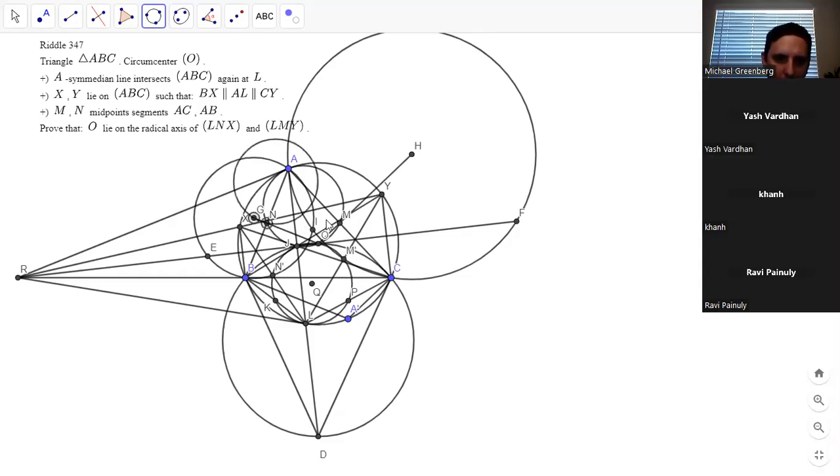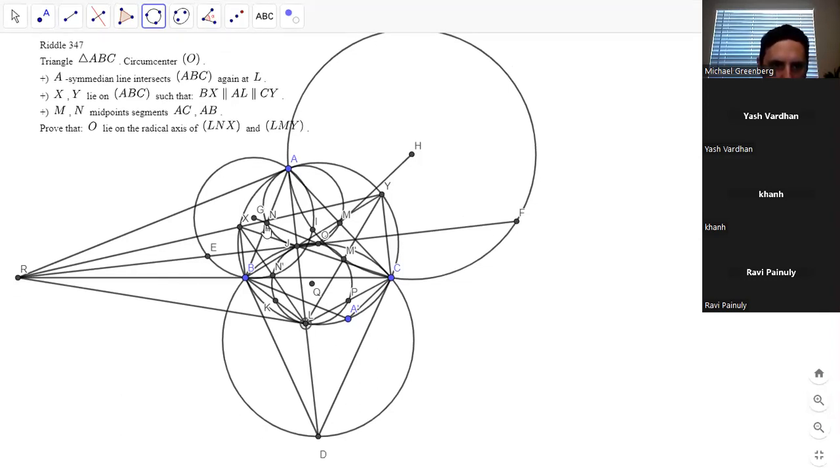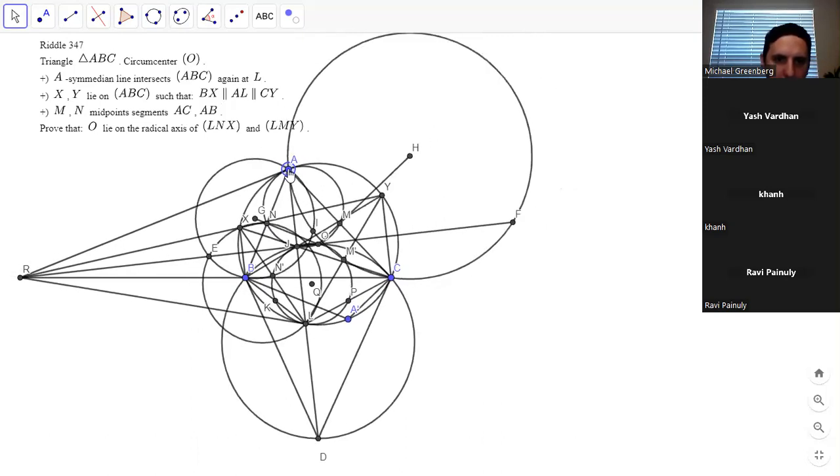I wonder, so construct the radical axis of OA and LNX. Okay, so LNX. Oh, does that circle pass through E? I guess, yeah, by symmetry it should, right? So yeah. So basically you're going back to the original formulation, right?